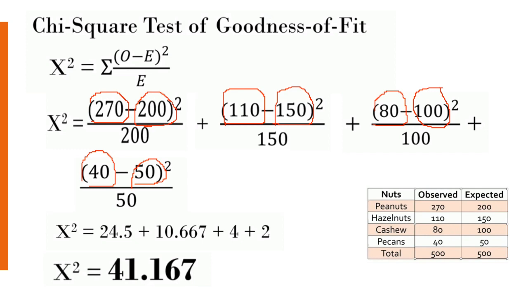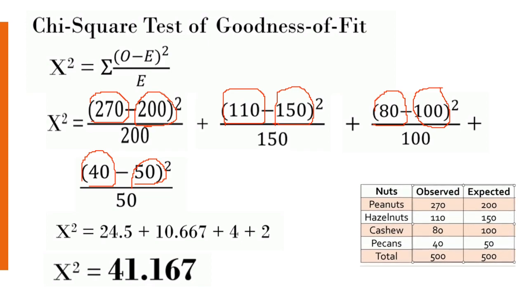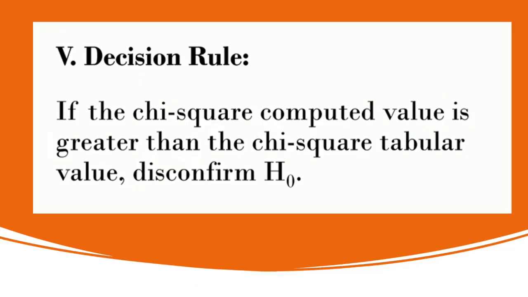So x squared is equal to 41.167. So let's take the decision rule. If the chi-square computed value is greater than the chi-square tabular value, this confirms the research hypothesis.